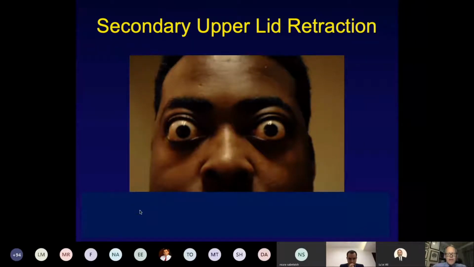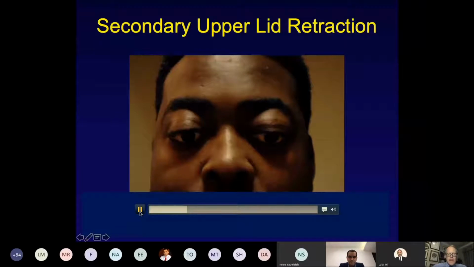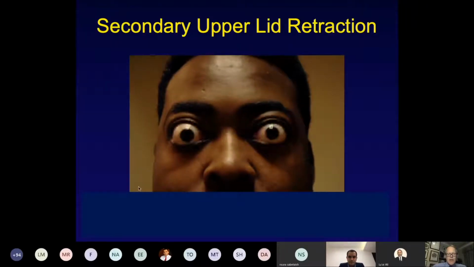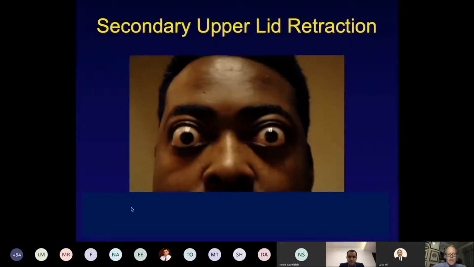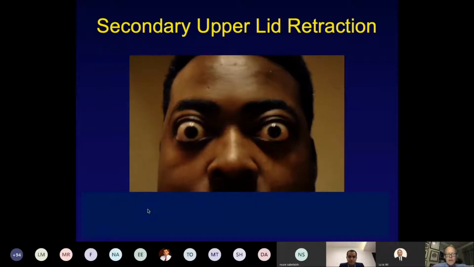So here he is, he's looking straight at us. It's quite a sight, isn't it? And look at those lids being retracted. Okay, so he's looking down. It's pretty good when he's looking down. He's not that retracted. The moment he looks up, let's do it again. The moment he goes up, ping, those lids go up.